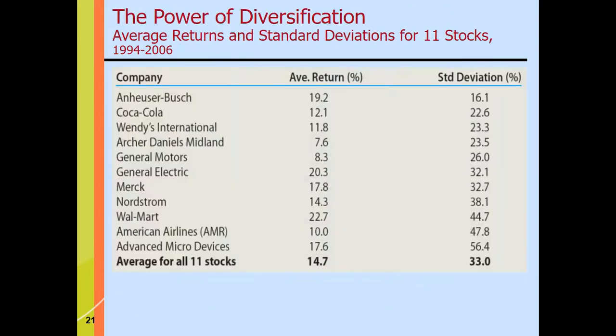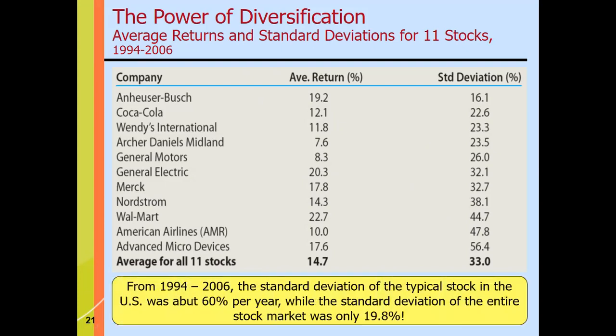Then diversification is again using the portfolio approach wherein we will have multiple, or at least two, types or classes of investments that we place our monies into. So the average returns are here, and then these are the standard deviations for the 11 stocks that we have here as a sample. So this is in the US anyway.